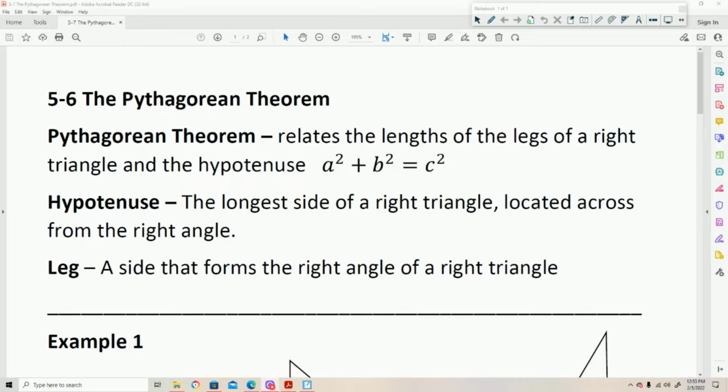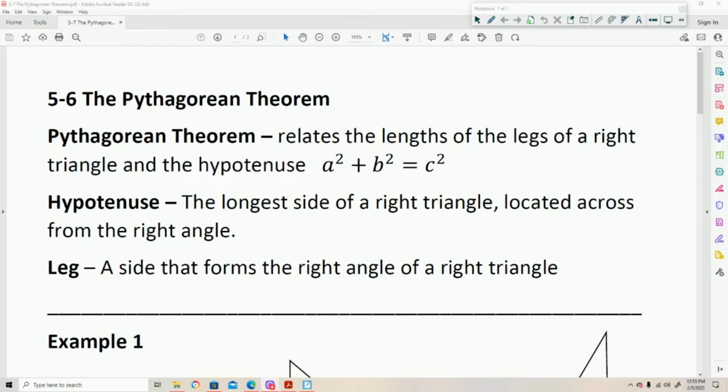his group did. So what the Pythagorean theorem does is it relates the legs of a right triangle to its hypotenuse. Okay, only dealing with right triangles. It relates the legs to the hypotenuse. And what the theorem states is if we take the sum of the squares of the legs, so in other words, if we square both legs and add them together, it's going to equal the square of the hypotenuse.